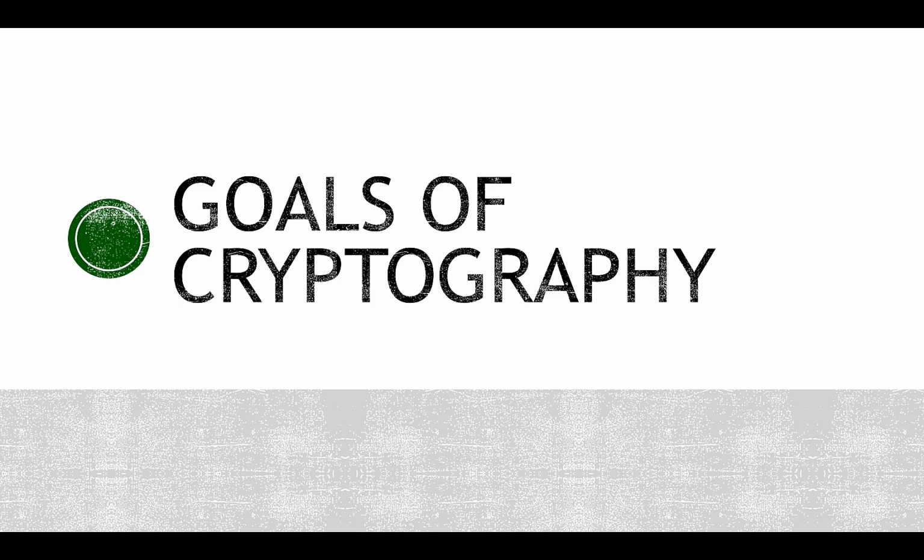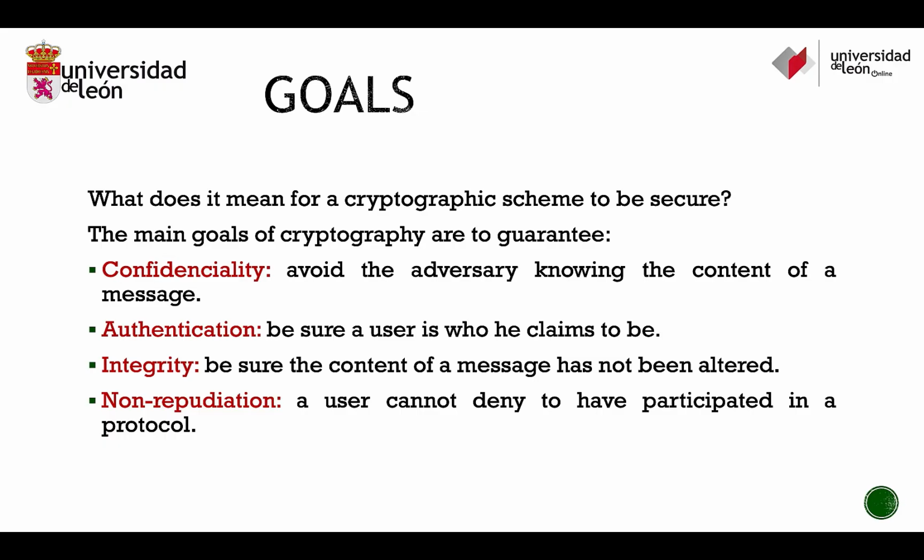Now let's see what the main goals of cryptography are. When we talk about goals, we mean the objectives we want to obtain for a protocol to be secure. But what does it mean for cryptographic schemes to be secure? The main goals of cryptography would be to guarantee confidentiality, authentication, integrity, and non-repudiation. There are more goals, but we will focus mainly on these four in this course.